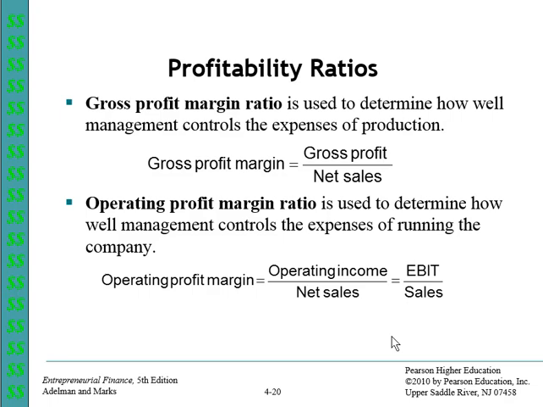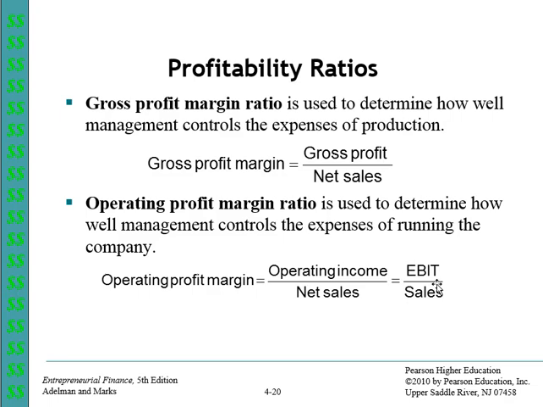So it's gross profit divided by net sales. The operating profit margin includes production expenses, but also looks at all the other expenses of running the company. Now, if you look at the number, it's earnings before interest and taxes. This looks at profit controlling expenses before we've looked at financing and taxes.